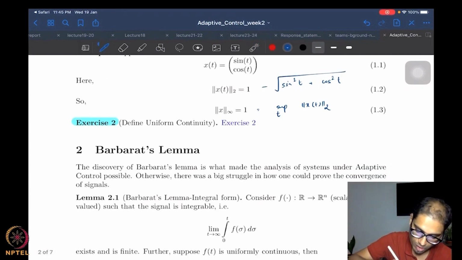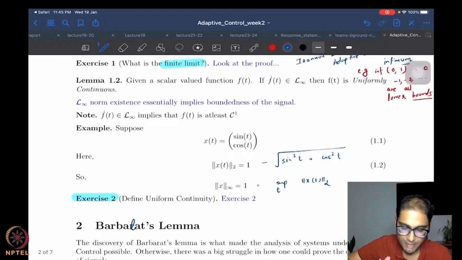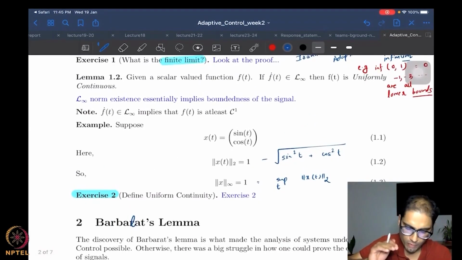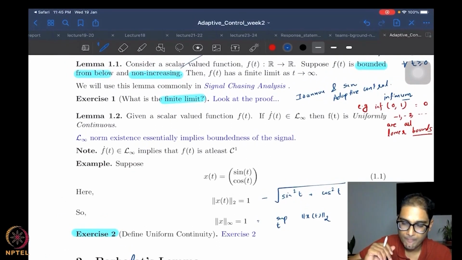Then we move on to the very key lemma, which is Barbalat's lemma. Before we move on, you have to commit to your mind these 2 lemmas, lemmas 1.1 and 1.2. Whenever I have a scalar valued function which is non-increasing and lower bounded, it's bound to have a finite limit as t goes to infinity. And whenever a scalar function has a bounded derivative, then it is uniformly continuous.